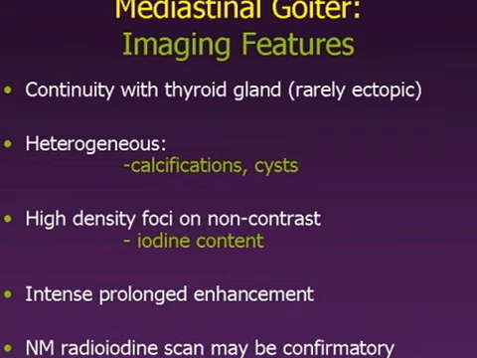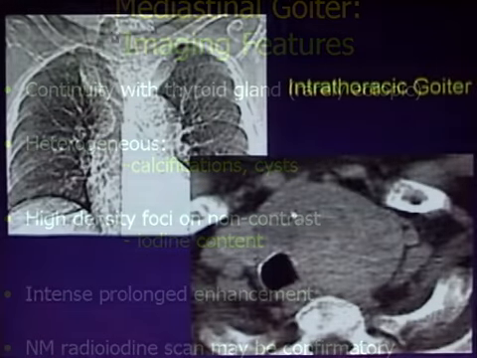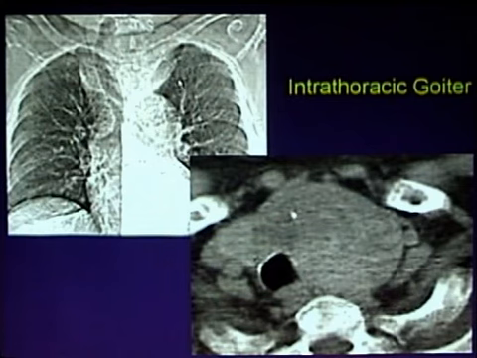After administration of intravenous contrast, there's intense prolonged enhancement. Nuclear medicine radioiodine scans can be confirmatory if there's any question about whether or not you're truly looking at an intrathoracic goiter. This is generally fairly straightforward. Here's a scanogram from this CT showing a large upper mediastinal mass displacing the trachea to the right, in fact, probably deforming the trachea a little bit.